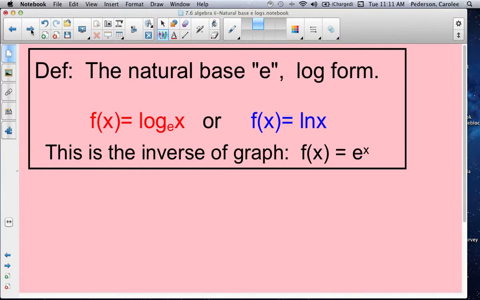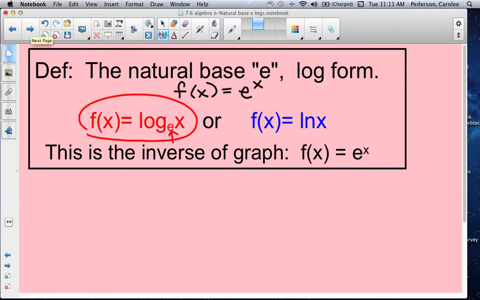All right, now we're going to move on to what we call the natural base e log form. There's 2 ways you can write the inverse function for an exponential. Remember, the exponential that we introduced to you is f of x equals e to the x. Its inverse can be written as log base e, notice the base is e, or you can also write it like this, f of x equals ln of x. This again is the inverse of the graph f of x equals e to the x. Go ahead and push pause if you need more time.